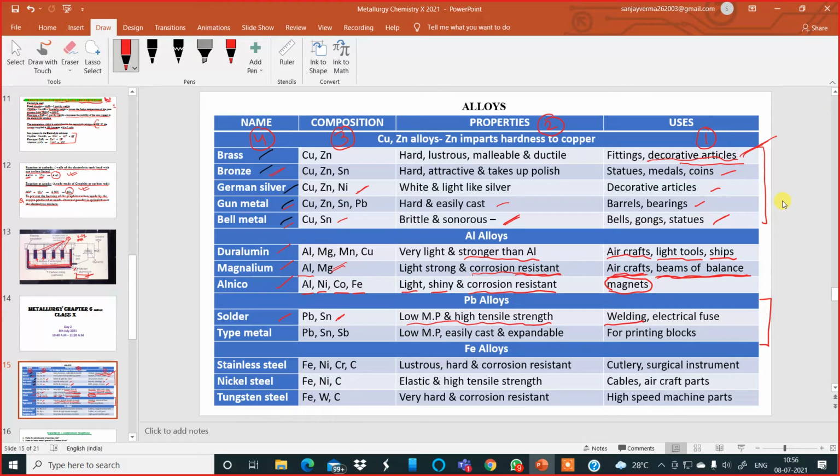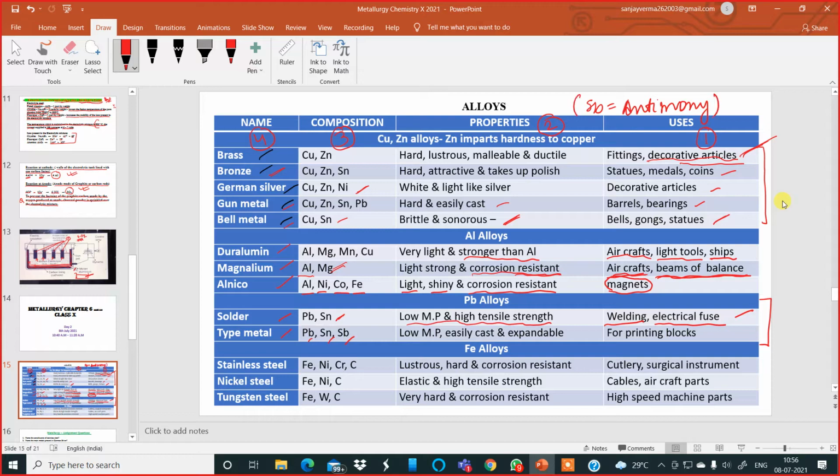Nowadays. Now the next alloy is type metal. Type metal is an alloy which is made up of lead, tin and antimony, SB. SB means antimony.